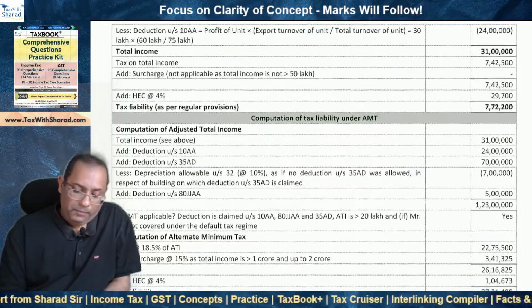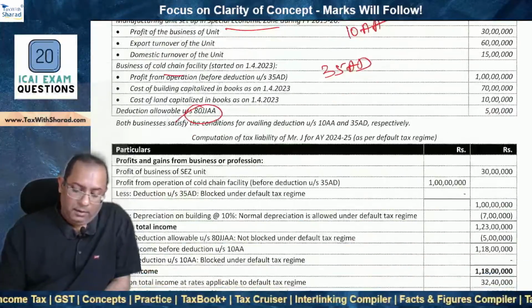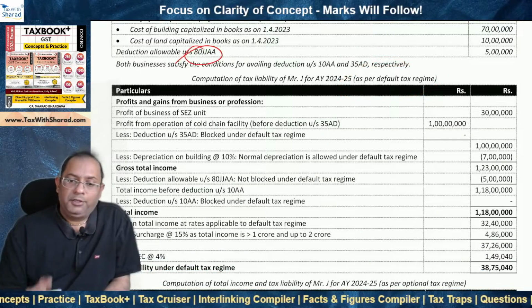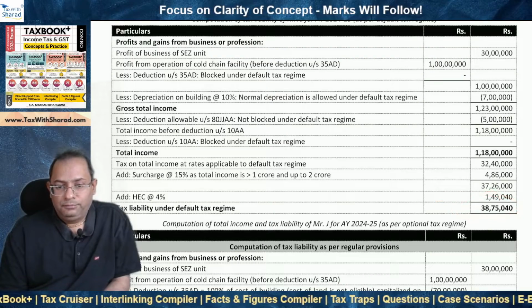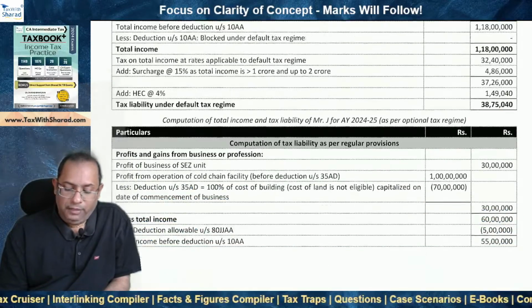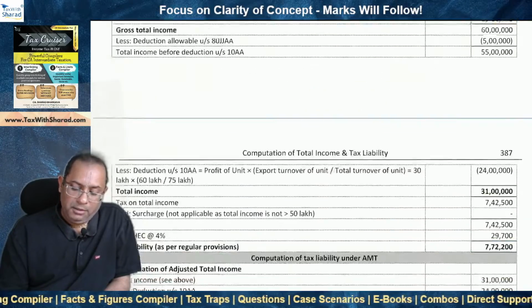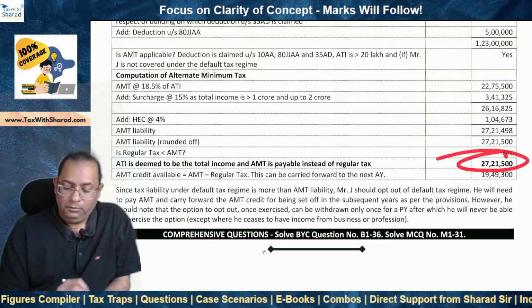So now we come to the conclusion, and basically if you see, under the default tax regime, first we made computation under default tax regime and the result was 3875040. And when we made computation under optional tax regime, we figured out that tax has to be paid as per AMT, which will be 2721500.